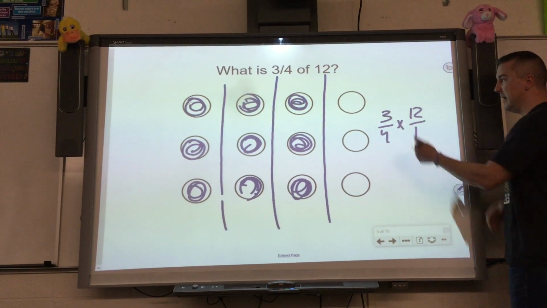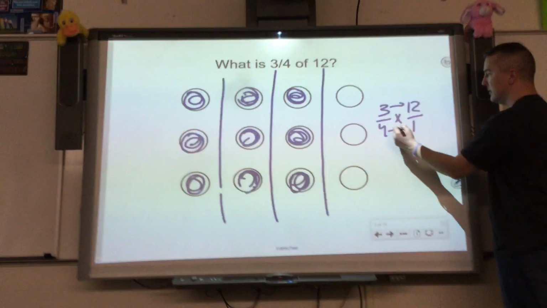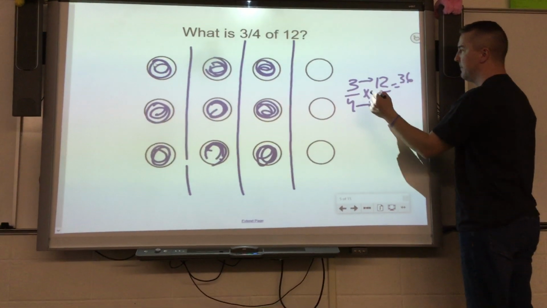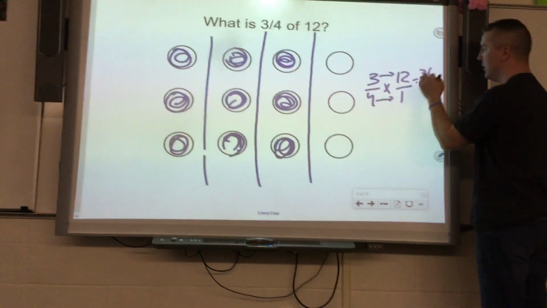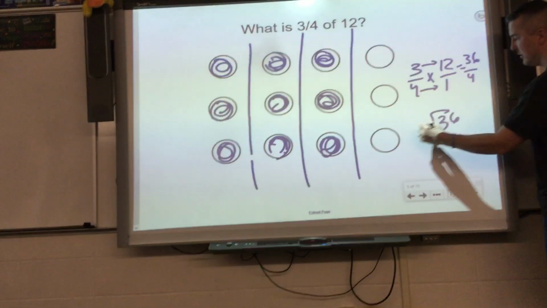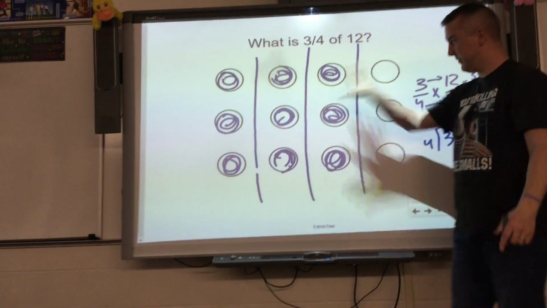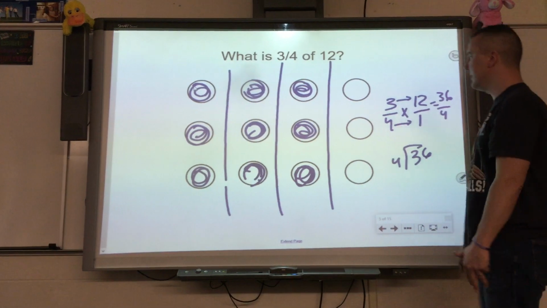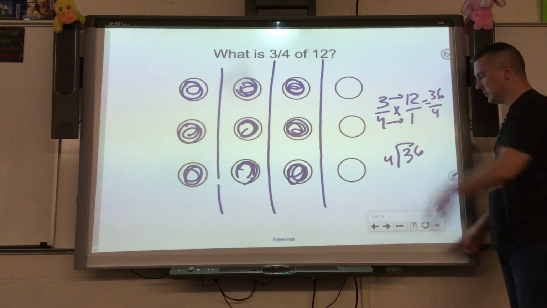Well, if I do that, remember, multiply straight across. 3 times 12, 36. 4 times 1, 4. 36 divided by 4, you get 9. There's our answer. So you can draw it out. Some of you can get that mathematically. Draw it out this way.